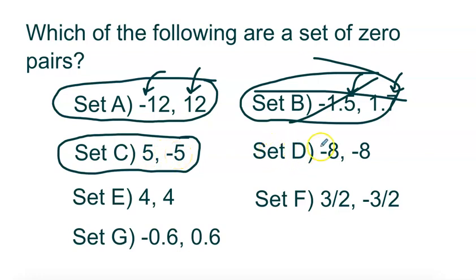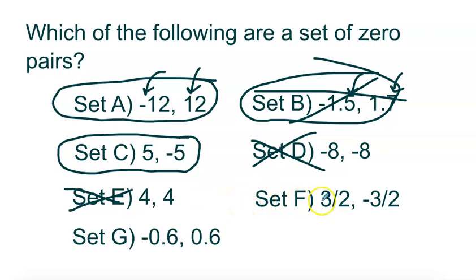Set D almost looks like it's a zero pair, except they're both negative. And so this is not a zero pair because -8 plus -8 equals -16, not 0. Set E, again, this looks like it might be a set of zero pairs, but they're both positive. For it to be a set that forms 0, one has to be positive, one has to be negative. So this is not a zero pair set.